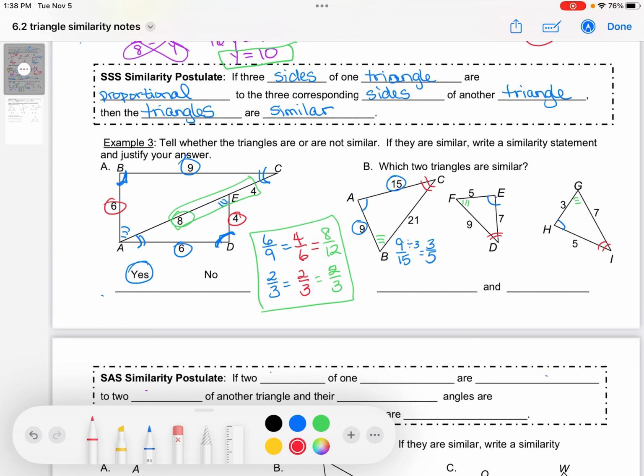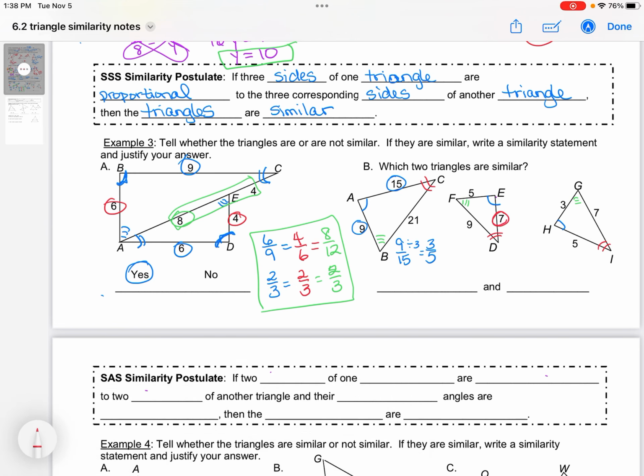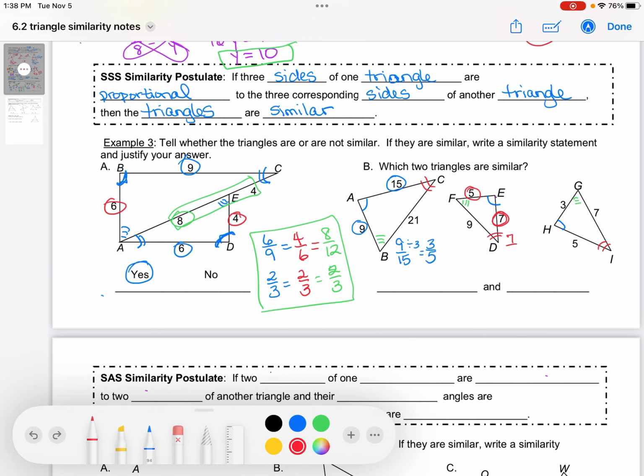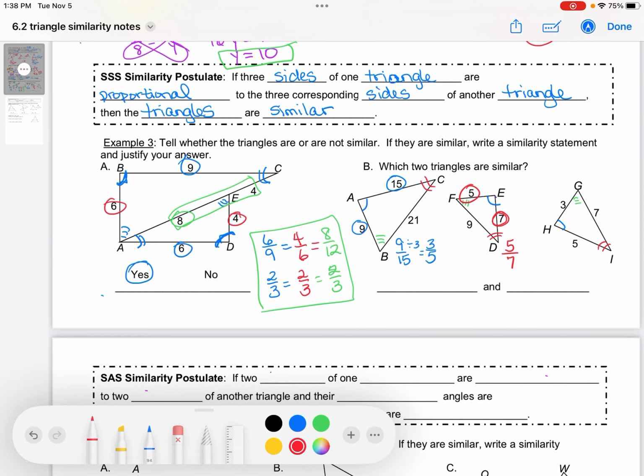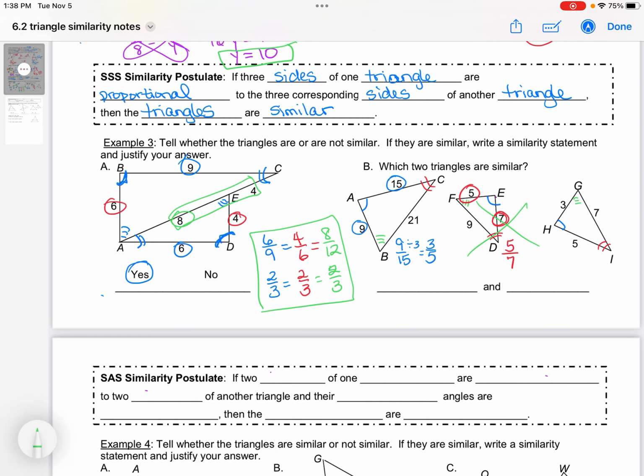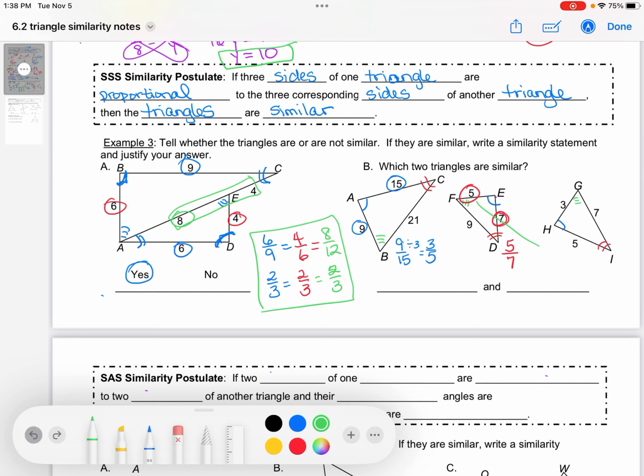So the middle triangle, 15 would be in this spot, and the 9 would be in this spot. So 7/5 is not, oh, I put 9/15 instead of 15/9. So let's do 5/7. Still not equal to the first one. Maybe it's equal to the second one, though. Maybe I should take that off.